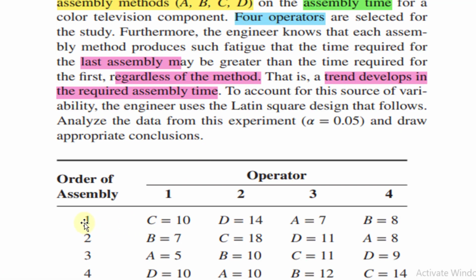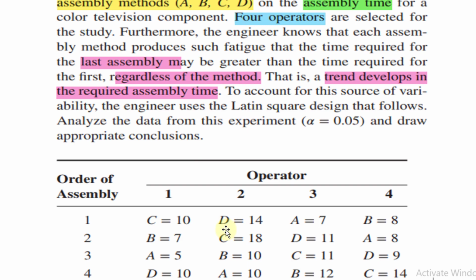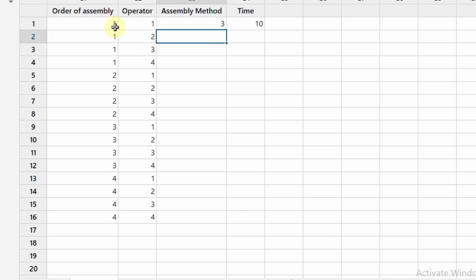The first observation is at 1, 1, C is equal to 3, and then 10. So these two inputs have been already done. You will have to write here 3 and 10. Then come down right here. For 1, 2, you will have to write 4 and 14. You can see 1 and 2 have been already done, so save your time and write 4 and 14.